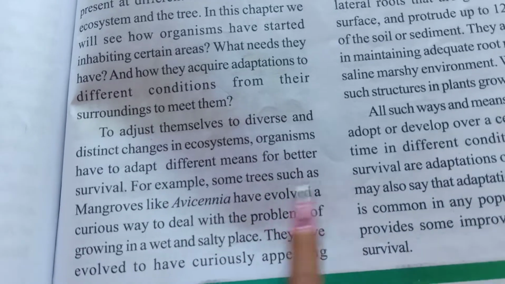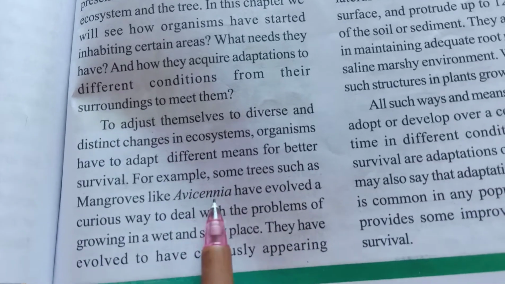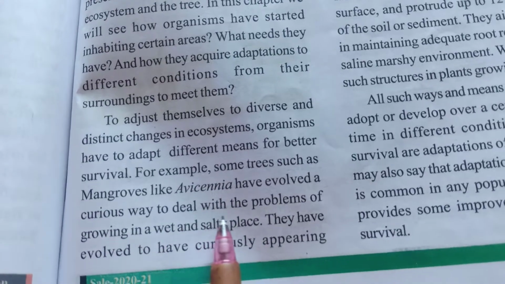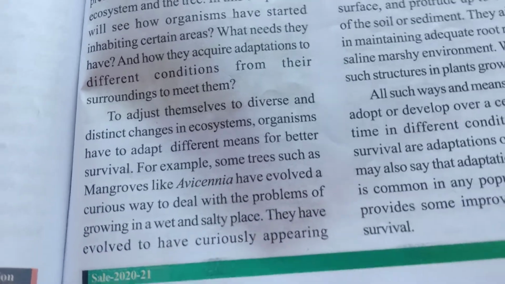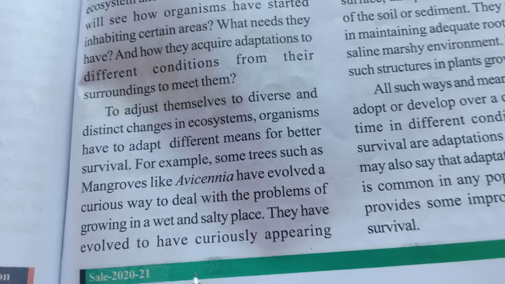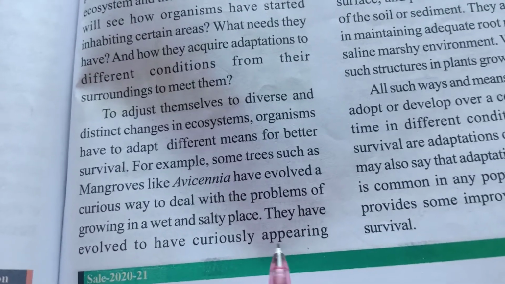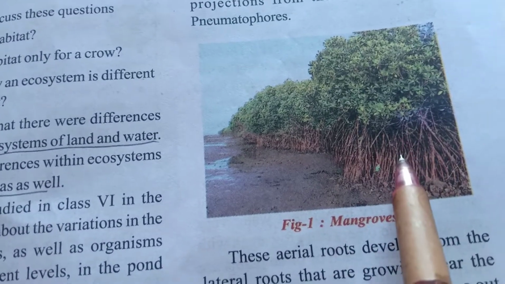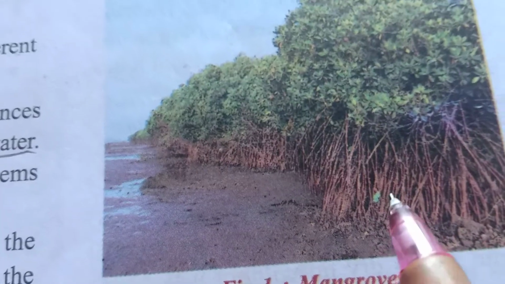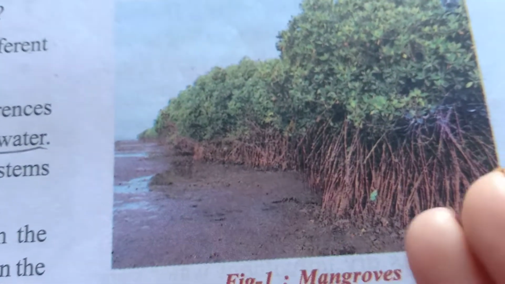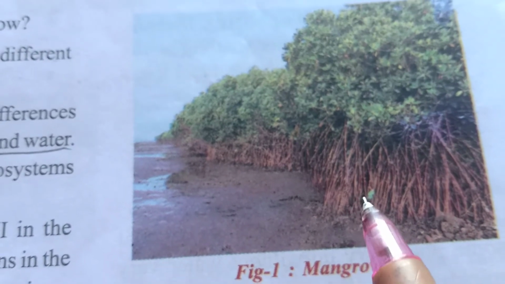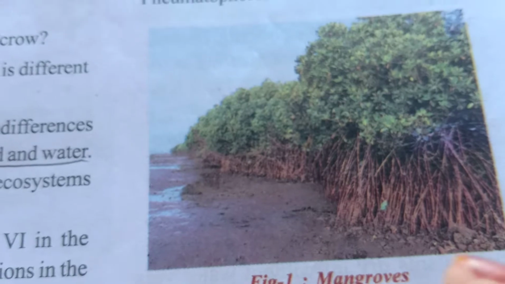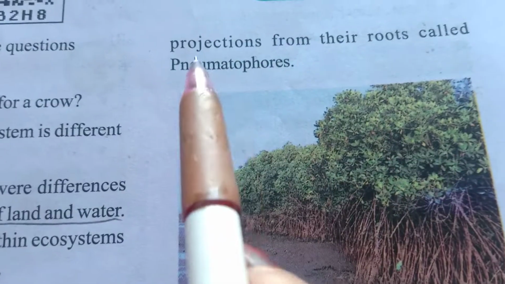For example, some trees such as mangroves, like Avicennia, have evolved a curious way to deal with the problems of growing in a wet and salty place. They have evolved curious-looking projections from their roots called pneumatophores. As you can see in the pictures, mangrove plants have adopted changes. The roots are coming out, right? Why? Because of the wetland, the roots cannot respire, so they come out of the ground so that they can respire. That structure is known as pneumatophores.